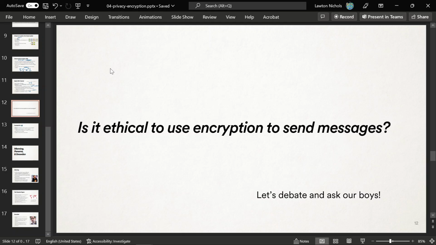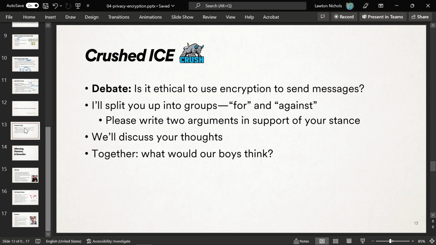Now we can ask the question, is it ethical to use encryption to send messages to other people across the internet? So let's debate this. I have a question for you. Let's get into our peer instruction groups. You know what group number you are, and I want you to debate the following question. I will split you up into groups, for and against again. I'm going to force you to think a certain way.